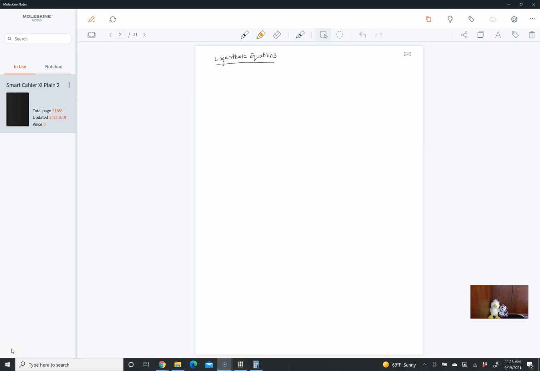The last thing that we're going to discuss in logarithms and exponents is logarithmic equations. So this is another case where we kind of learn by doing. And the thing to always remember is that the purpose of a logarithm is to solve for the exponent.